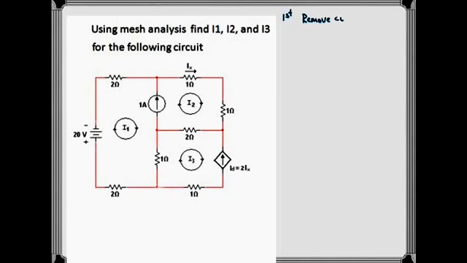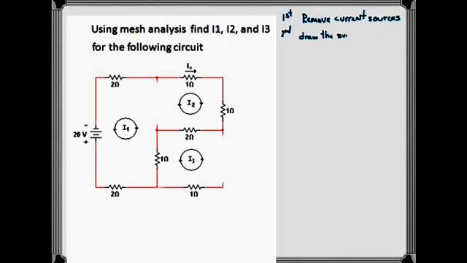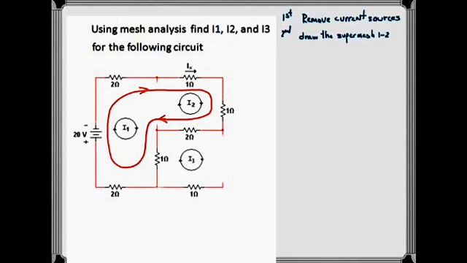We have a 1 amp current source between mesh 1 and 2. Next, we need to remove the dependent current source at mesh number 3. And once we have removed the sources, we check if we can write mesh equations, and we can see that we can write mesh equations between mesh 1 and 2, and that will be our super mesh.